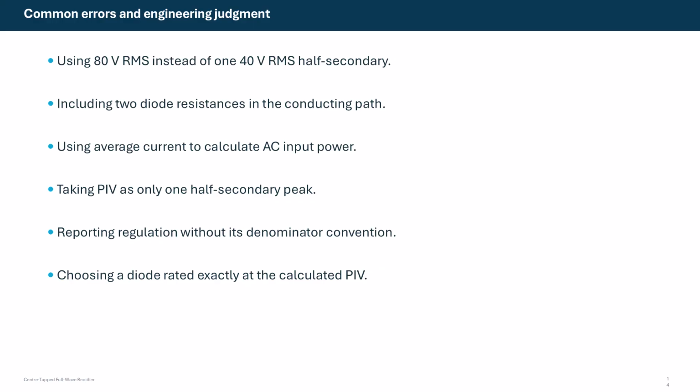Several errors are especially common. Do not use 80 volts RMS as the conducting voltage because only one 40 volt half secondary drives the load at a time. Do not include two diode resistances because only one diode conducts. Use RMS current, not average current, for AC input power. For PIV, use twice the half secondary peak. State the regulation convention. Finally, choose a practical diode with reverse voltage margin rather than one rated exactly at the calculated stress.